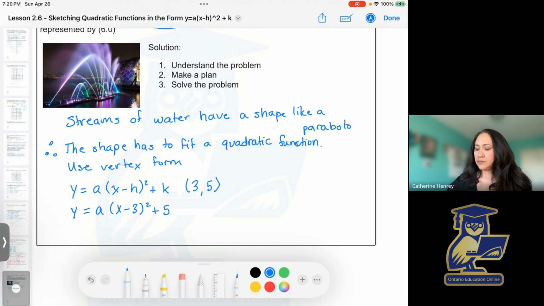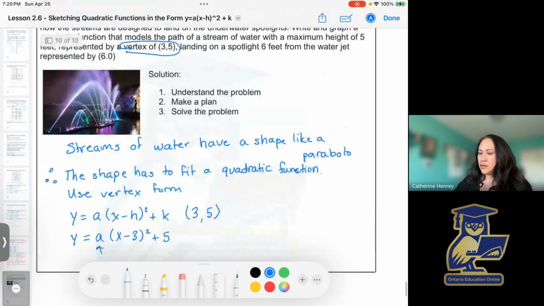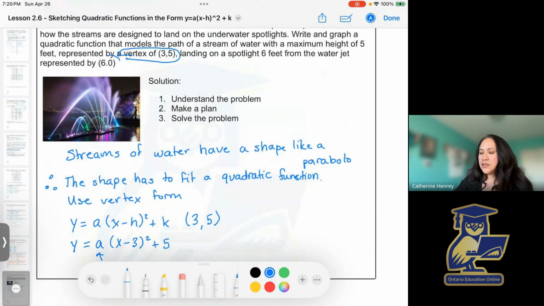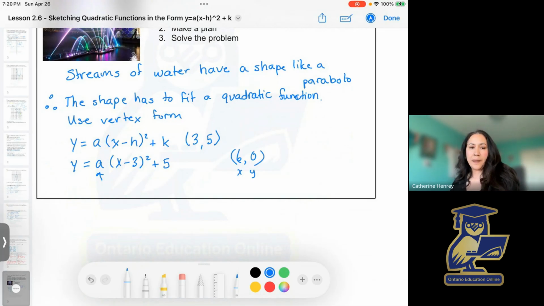Now, what we don't know in this form is the a value. So in terms of finding a, we have to come up with some other point to help us. And if we go back to the question, we were given a different point, (6, 0). So (6, 0) is really giving us an x and a y value that we can use. If we have an h value, a k value, an x and a y value, then we can plug those into the equation and find a.